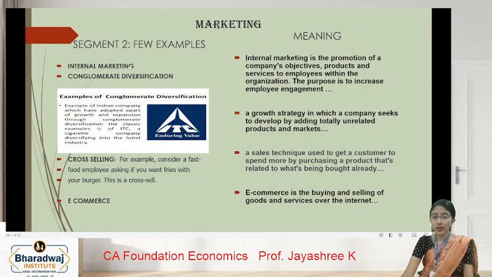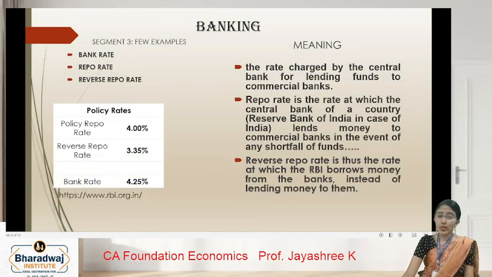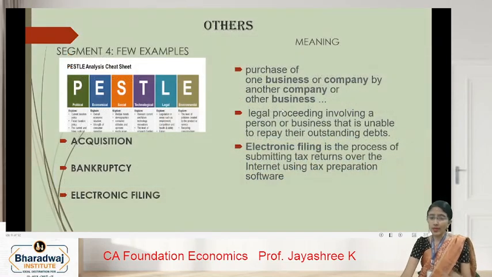Marketing again: internal marketing, conglomerate diversification. We have added a small note on that for you. Cross-selling, e-commerce. With the meaning already given, that shouldn't be difficult. Banking is most familiar among all, and some are commonly done even in other chapters, like bank rate, repo rate, reverse repo rate and all. And of course the meaning is given. In others, general terms like puzzle, acquisition, bankruptcy, e-filing or electronic filing. So the chapter goes like that. This is how the chapter is done.